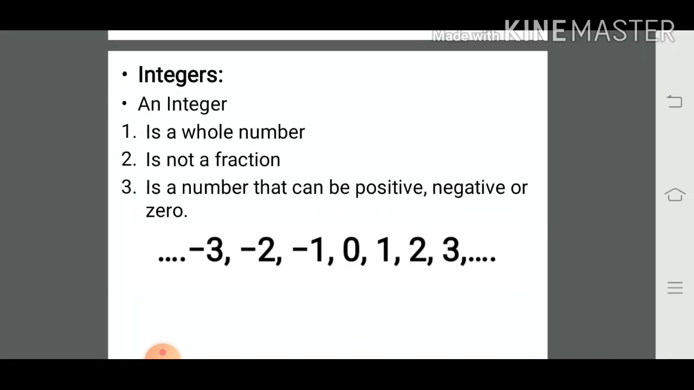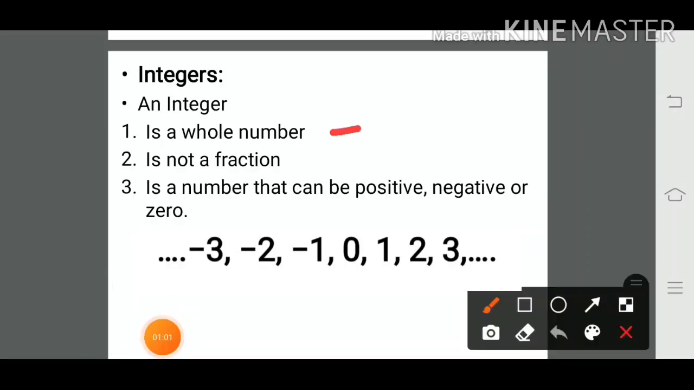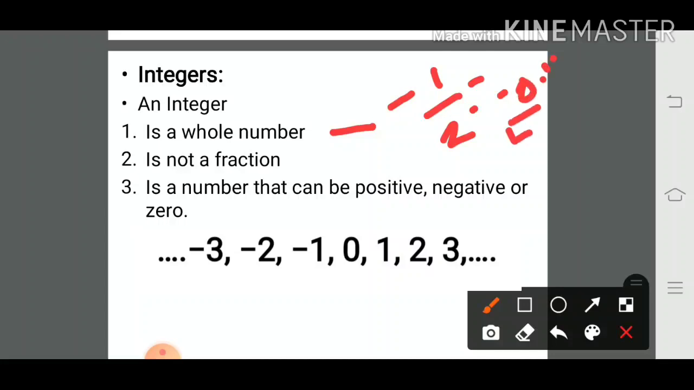Now what is an integer? An integer is a whole number. Second, it is not a fraction. Now what is meant by fraction? A whole number means what? It is not like this. Suppose if I write minus 1 by 2, it becomes minus 0.5. So a whole number means it should be 2, 4, like this. It should not contain any fraction. Okay, that is the second point.